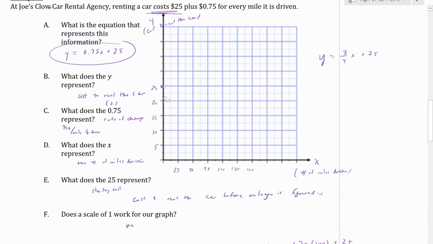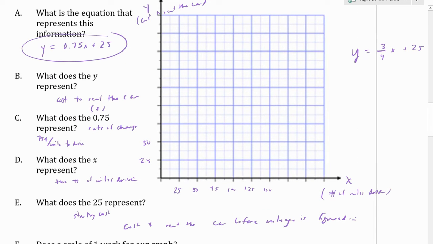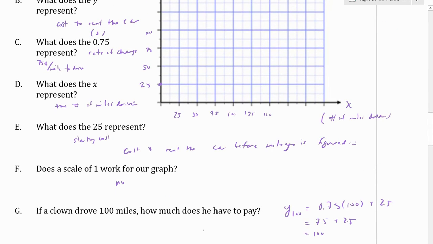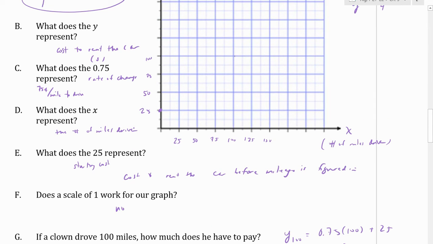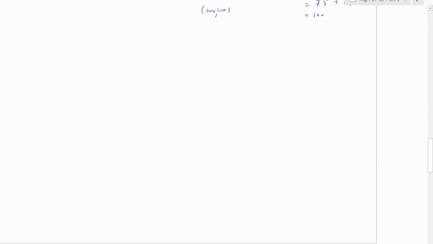Maybe we don't count by 25s. Maybe we count by 25s, like 25, 50, 75, 100. Then we got a y-intercept. And when we plugged in 100 for the number of miles, we got out $100 for the cost. So 100 and 100. And then we'd have our line because we had found a second point on it. So you can do that.